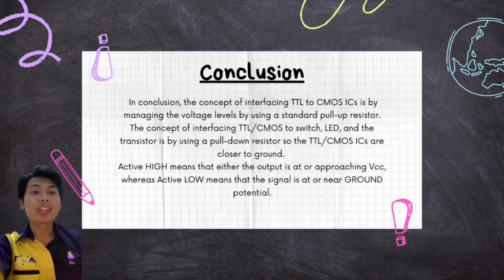In conclusion, the concept of interfacing TTL to CMOS ICs is by managing the voltage levels by using a standard pull-up resistor. The concept of interfacing TTL or CMOS to switch LED and the transistor is by using a pull-down resistor so the TTL or CMOS ICs are closer to ground. Active high means that the output is at or approaching the supply voltage, whereas active low means that the signal is at or near ground potential.